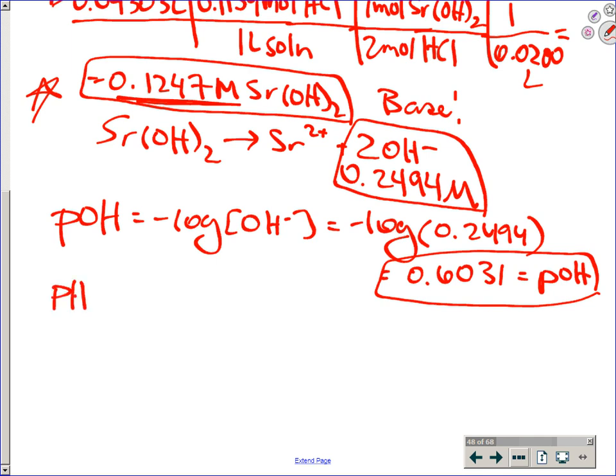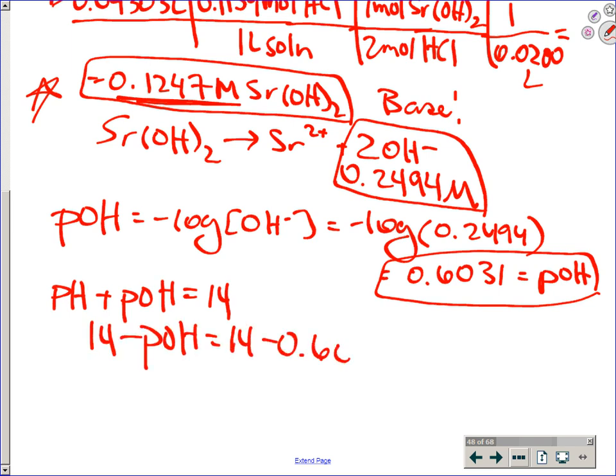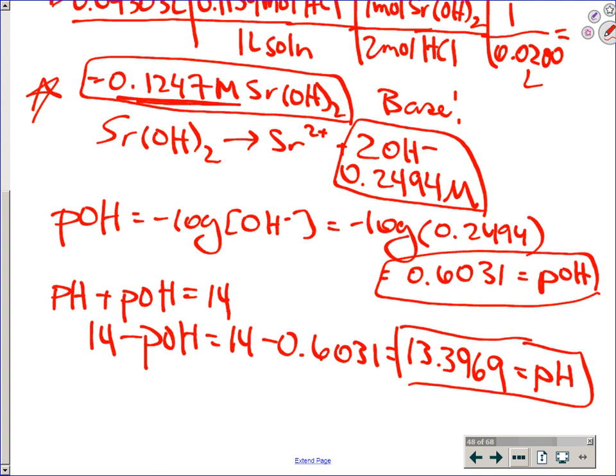Right, so pH plus pOH is equal to 14. So 14 minus pOH is 14 minus 0.6031. So that's 13.369. And that's basic, right? And it should be, because this is a strong base, so it should be pretty basic.